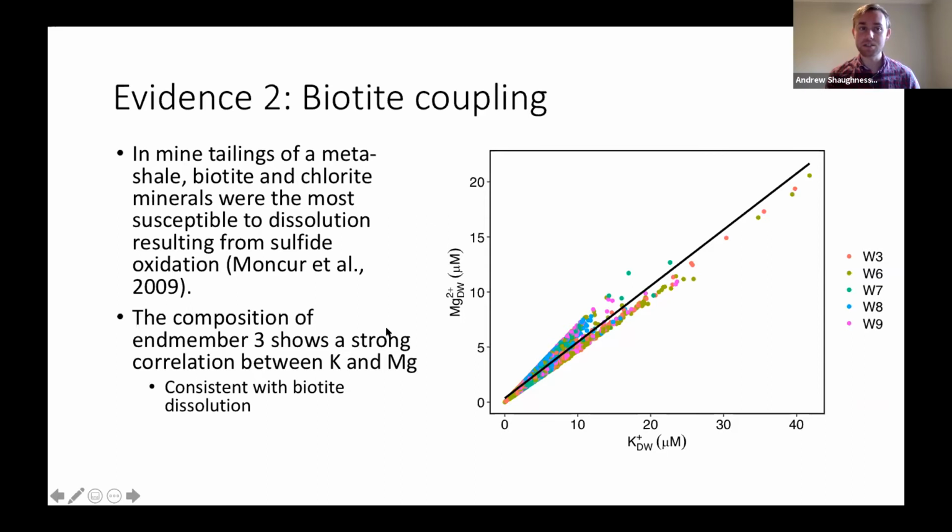Other studies that have looked at metashale tailings from mining operations that have low carbonates or no carbonates, similar to Hubbard Brook, have seen that the first minerals to dissolve as a function of sulfide oxidation are going to be minerals like chlorite and biotite. And since chlorite also has magnesium, and biotite is potassium, magnesium, we're going to interpret the third component of Hubbard Brook to be dissolution along the deep weathering flow path of pyrrhotite coupled to the dissolution of biotite and/or chlorite.